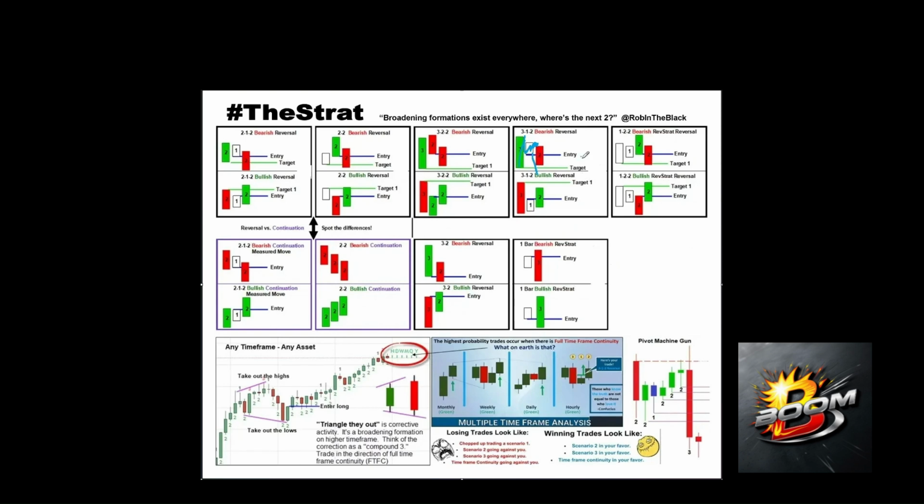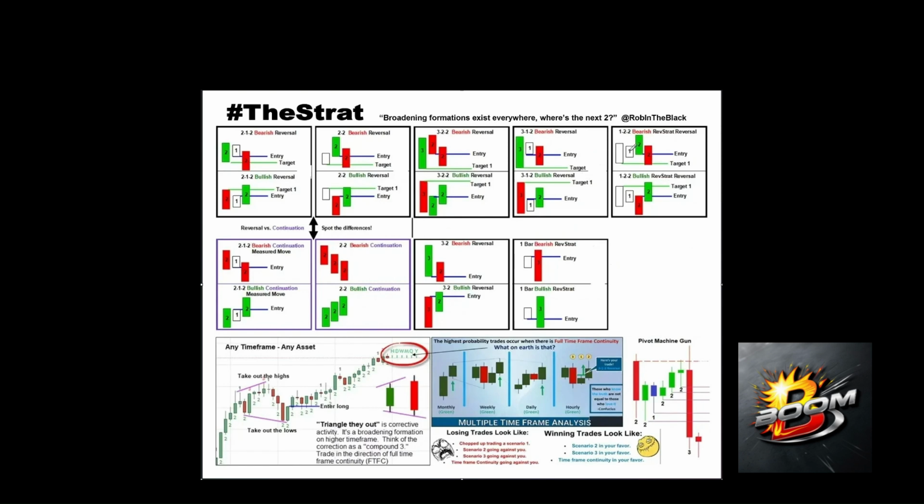The 3-1-2, see you later. It happens in both directions, of course. Everything here is a mirror image of each other. We start at the high, finish at the low, take these guys out, inside bar consolidation, break the high of the inside bar, boom, rocket the other way. The 3-1-2, see you later. One of my favorite Strat setups.